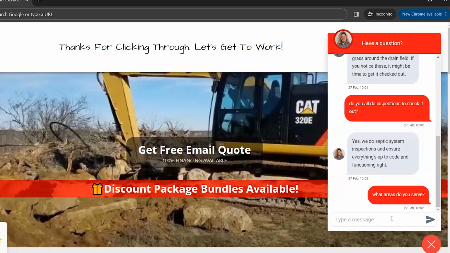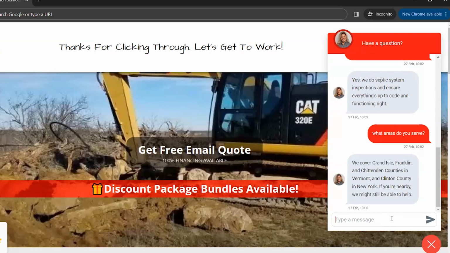What areas do you serve? And so how this is working, to give you a sneak peek behind the scenes on the technology, the AI can be trained. Now here it says we cover Grand Isle, Franklin, Chittenden counties, Vermont, Clinton County, New York. So if you're nearby, we still may be able to help. So see, it is actively working to prospect. And now as a business owner, you could choose to let people think this is a live person, or just let them know that this is an AI bot, and they might think that's equally as cool, right? That you're staying up with the latest trends.